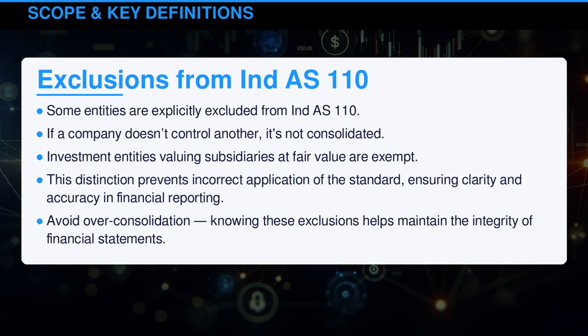Some entities are explicitly excluded from Indian Accounting Standard 110. If a company doesn't control another, it's not consolidated. Investment entities valuing subsidiaries at fair value are exempt. This distinction prevents incorrect application of the standard, ensuring clarity and accuracy in financial reporting. Avoid over-consolidation. Knowing these exclusions helps maintain the integrity of financial statements.